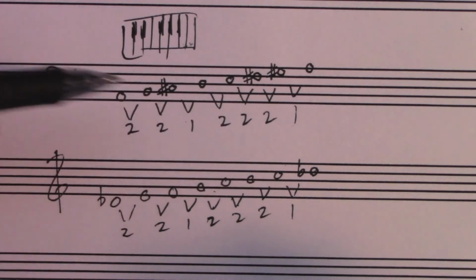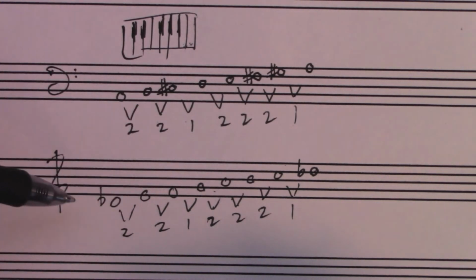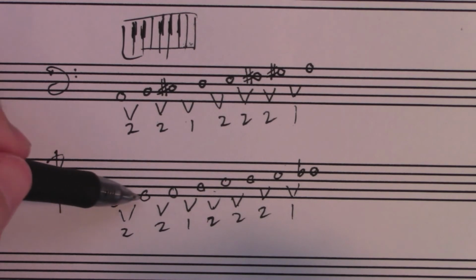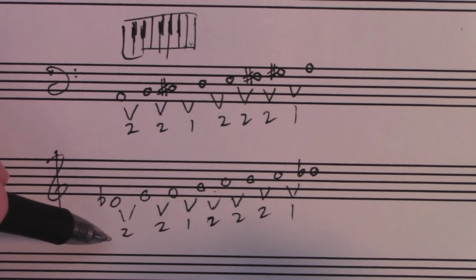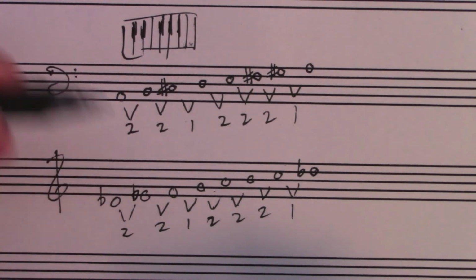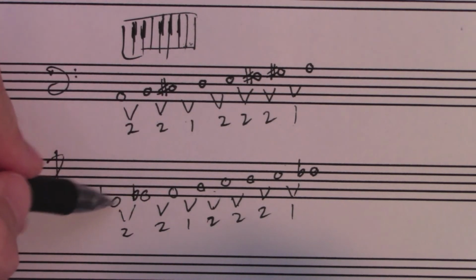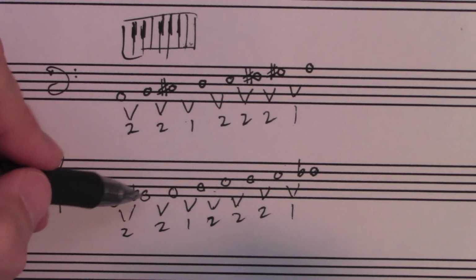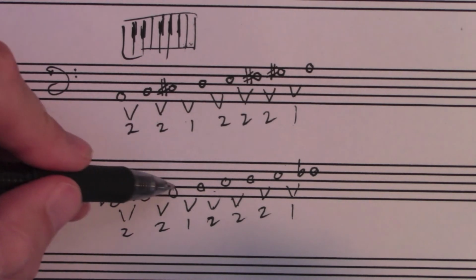Okay, so D flat to E. We need 2 half steps. What do we got? Yeah, we actually have 3 half steps. We have too many half steps. So what do we need to do? Flat the E. Now we have 2 half steps. E flat to F, black key to white key, 2 half.